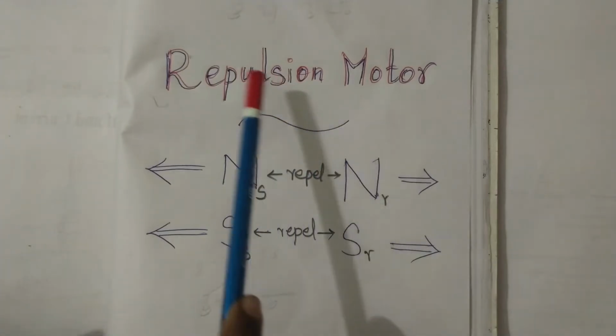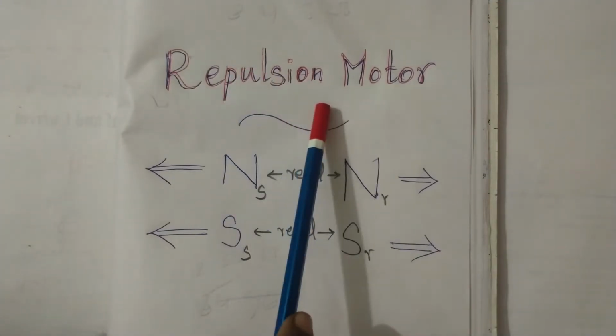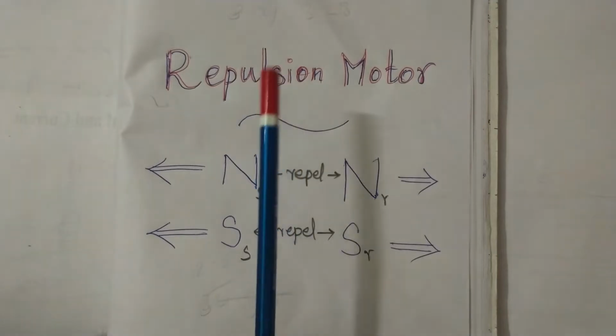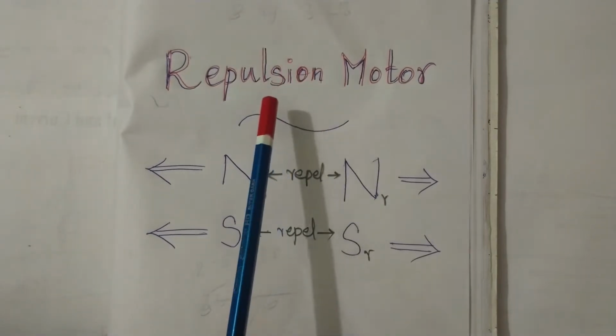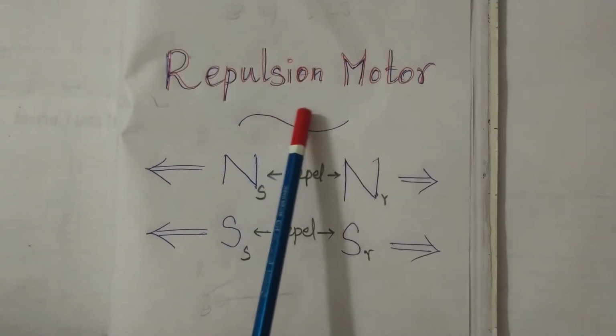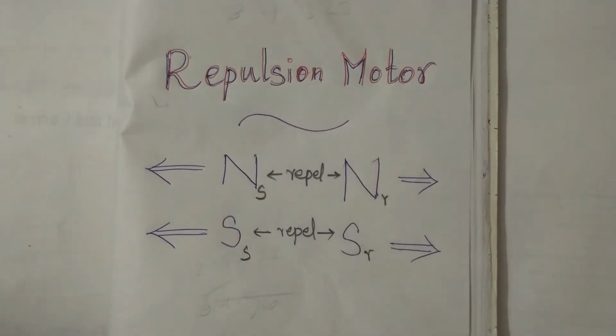In this video, we are going to see about a repulsion motor. It is one of the special electrical motors, and it operates under single phase AC supply. Hence, it is also one of the single phase special electrical motors. Now we will see the construction of the repulsion motor.